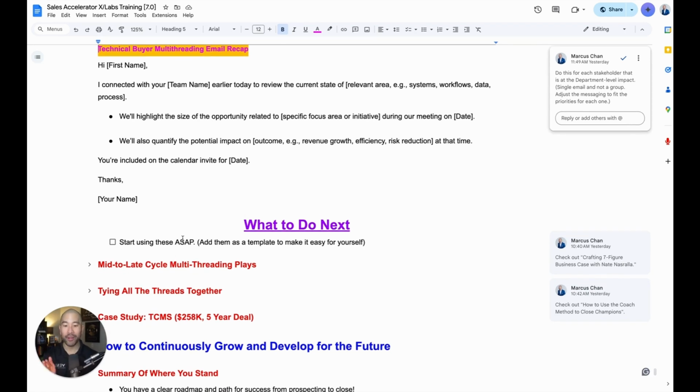I highly recommend you make these all a template so you can start literally using them after every single meeting to make sure you're threading in each stakeholder so they're kept apprised and they know what's going on too.